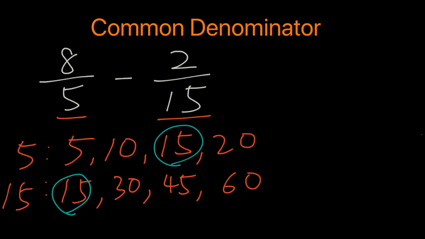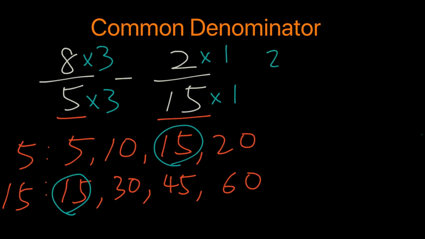To solve this equation, the denominator needs to be 15 for both. So for the first fraction, 8 over 5, the denominator of 5 needs to be multiplied by 3, and the numerator also needs to be multiplied by 3. For the second fraction, the denominator is already 15, so we would multiply this by 1 and the numerator by 1. Now we can rewrite it like this.